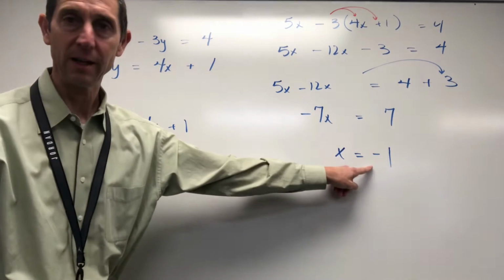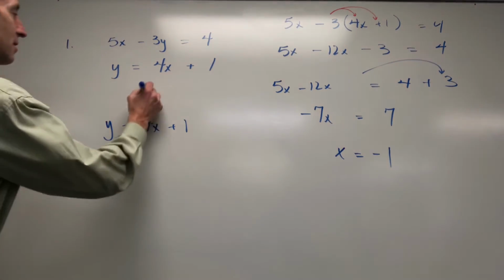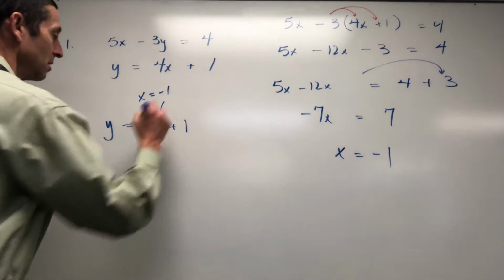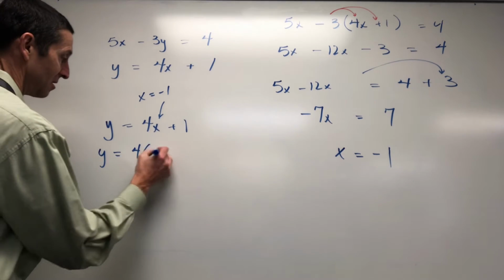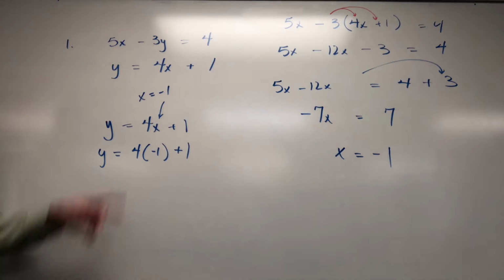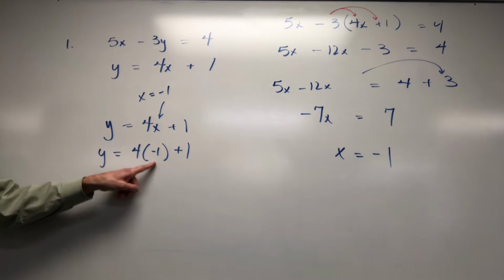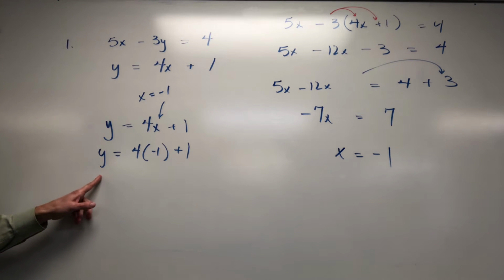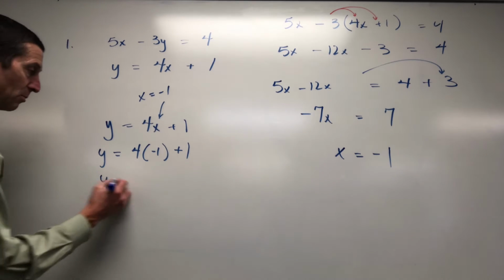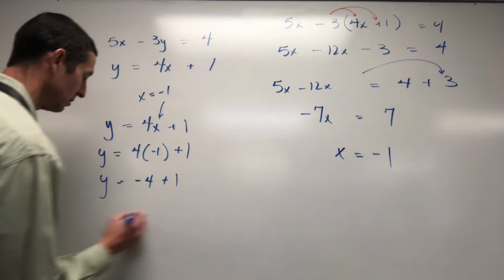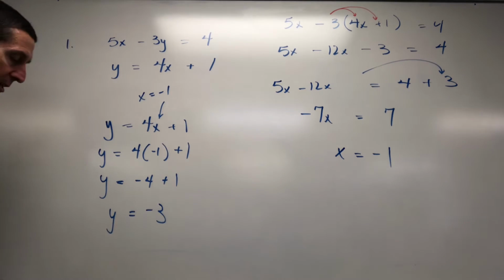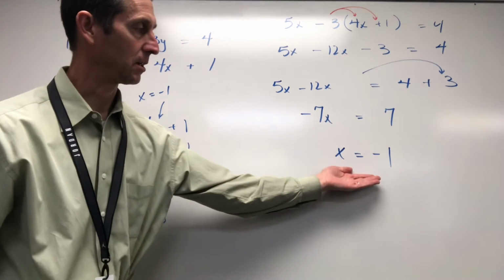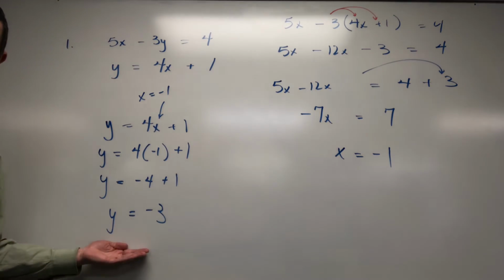You just found that x is equal to -1. And you can just substitute that right in there. So we took the answer for x, plugged in for x. We can use that to solve for y. So y is equal to -4 plus 1. Looks like y is equal to -3. Now you've got your two answers. x equals -1, y equals -3.